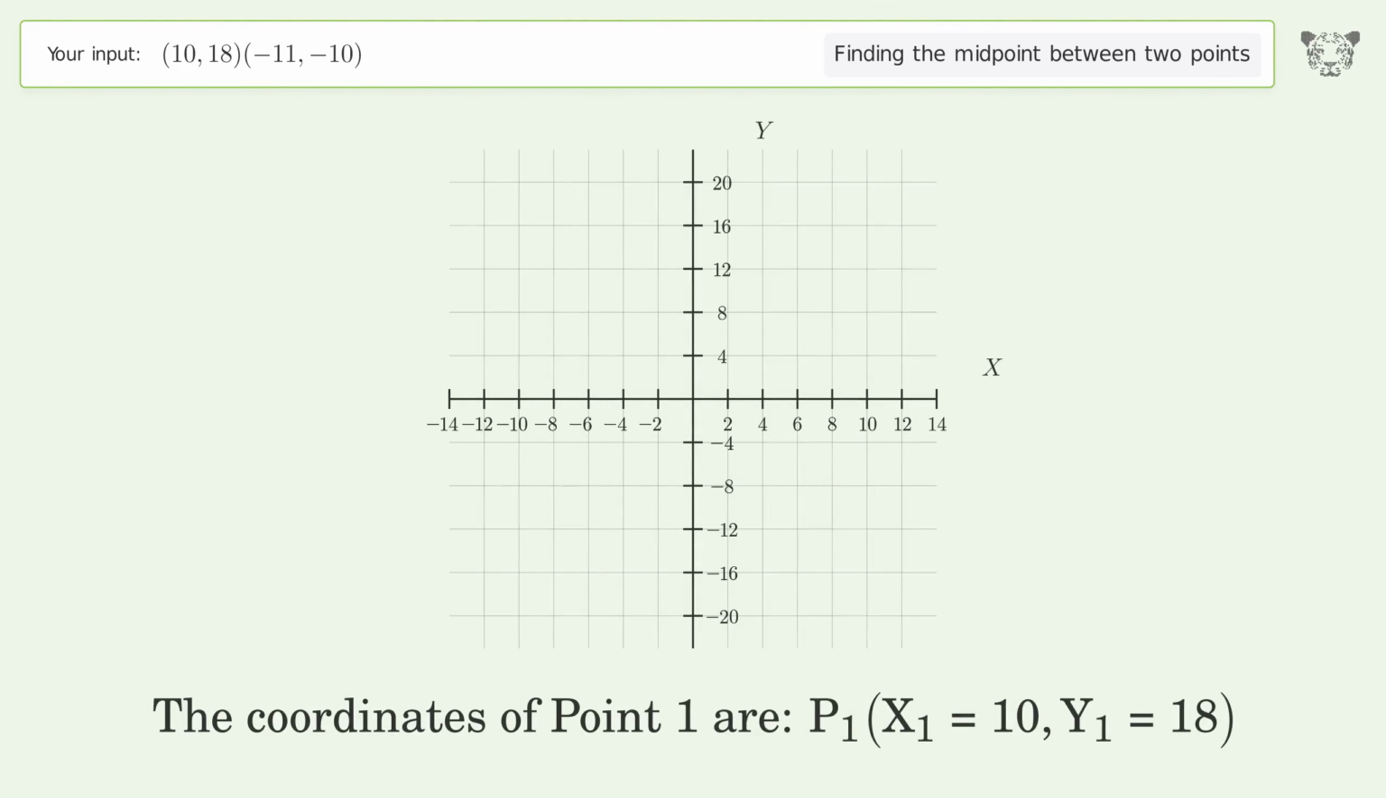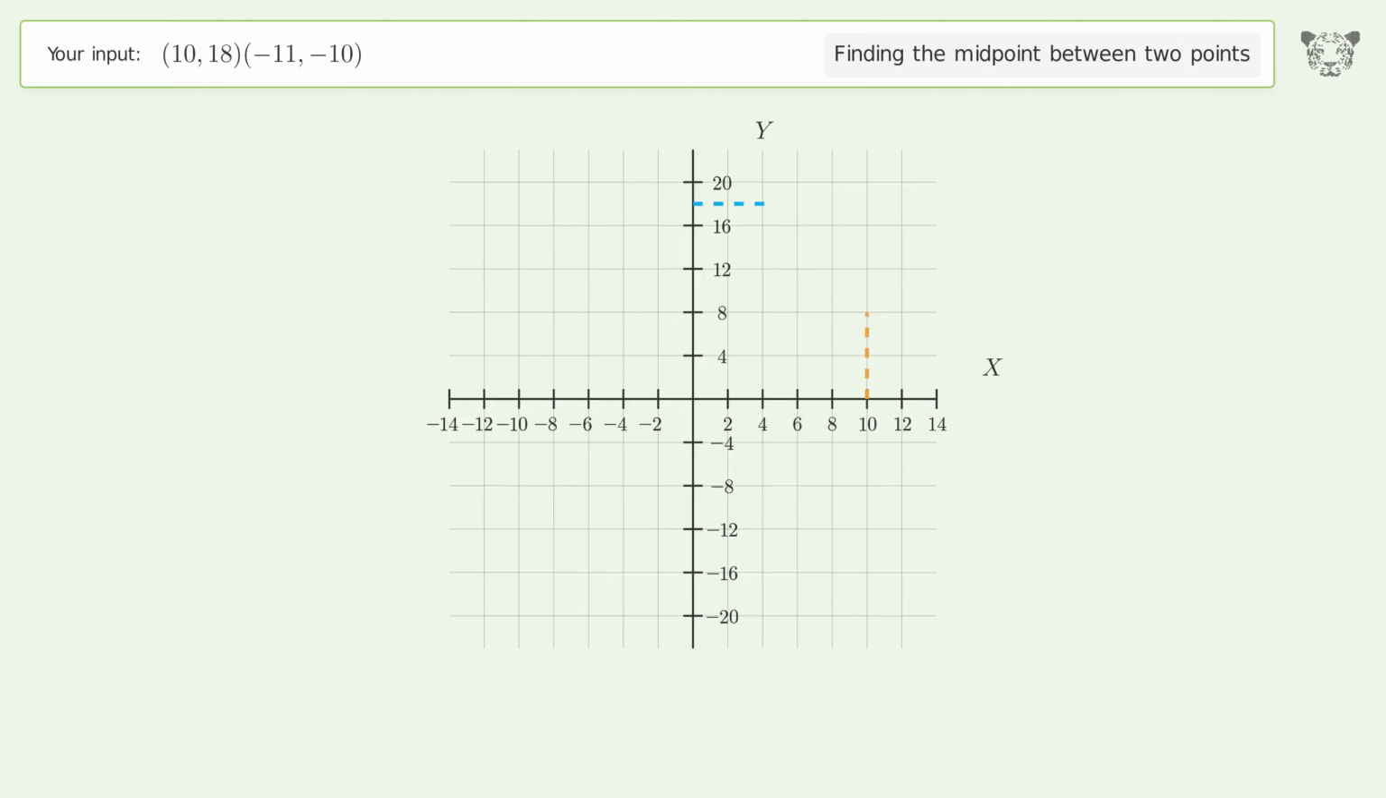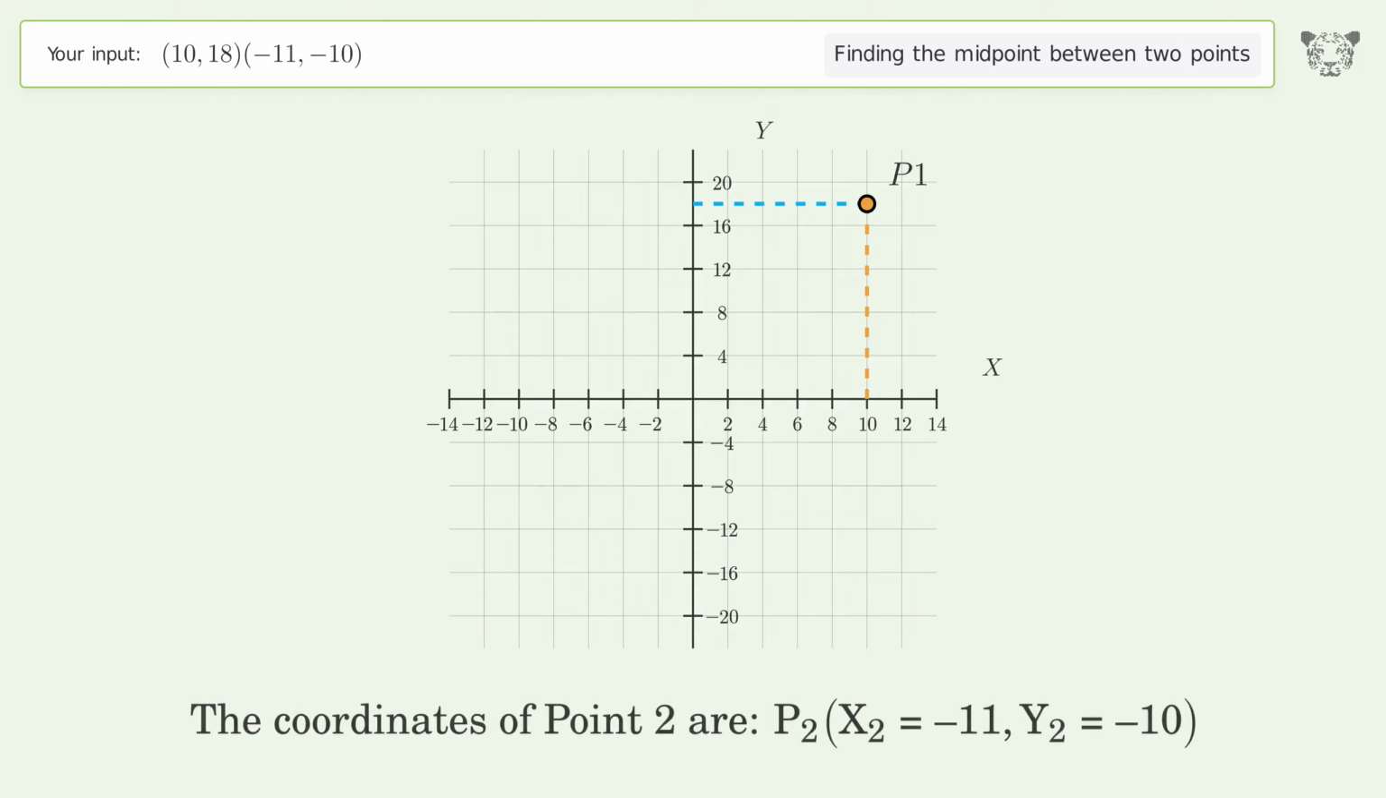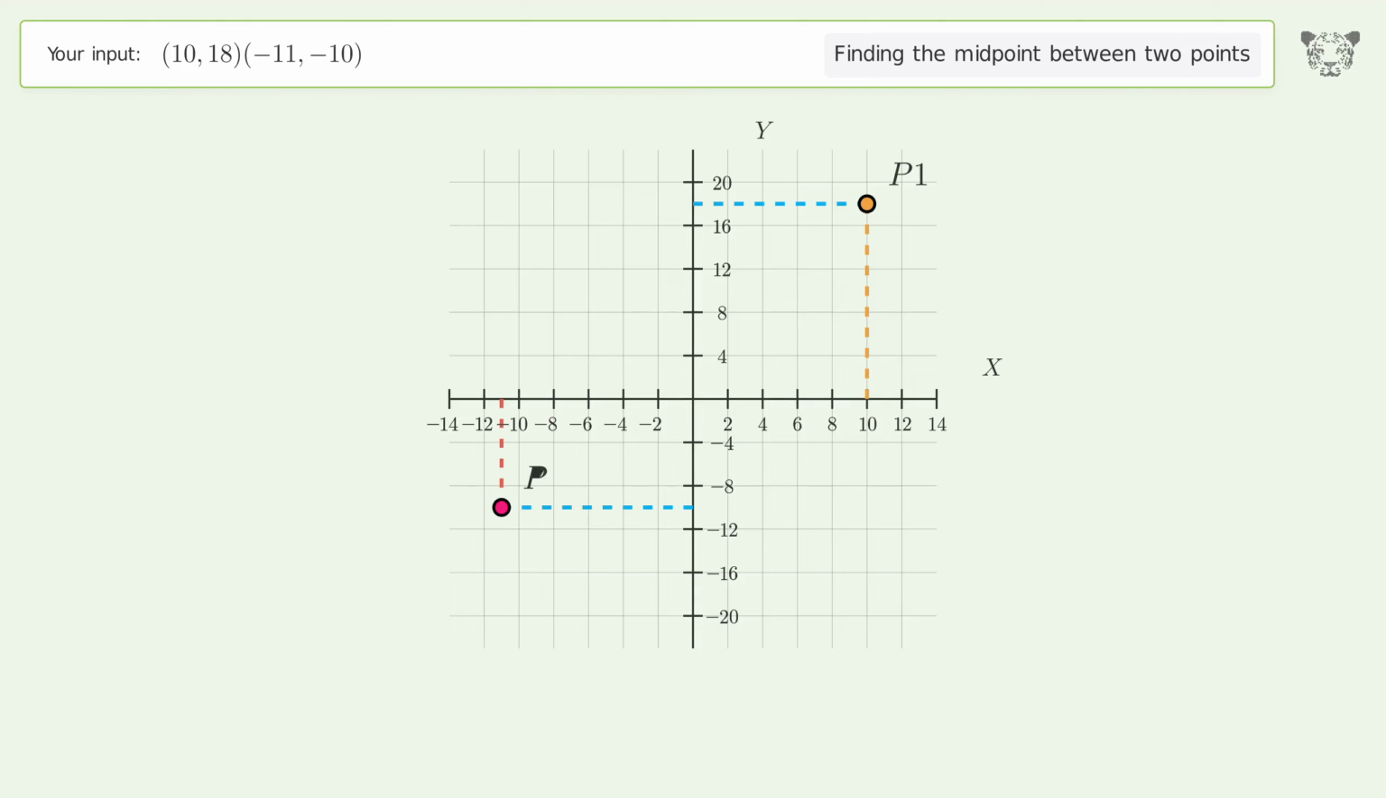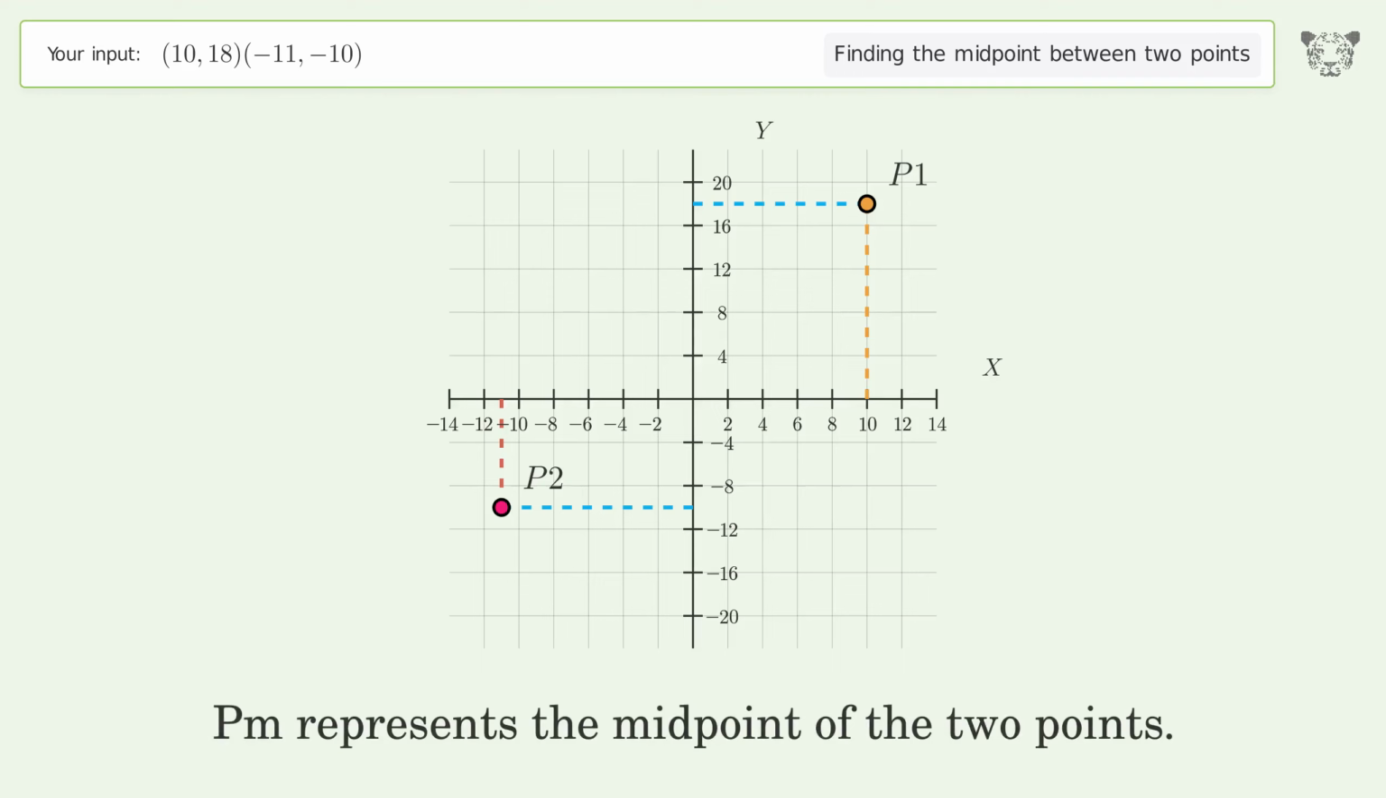The coordinates of point 1 are x1 equals 10, y1 equals 18. The coordinates of point 2 are x2 equals negative 11, y2 equals negative 10. PM represents the midpoint of the 2 points.